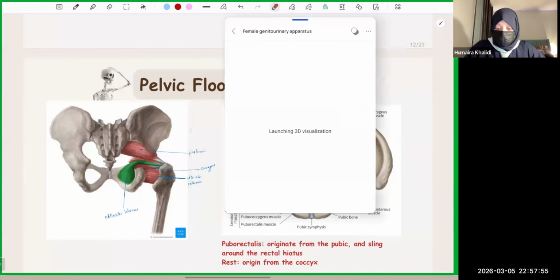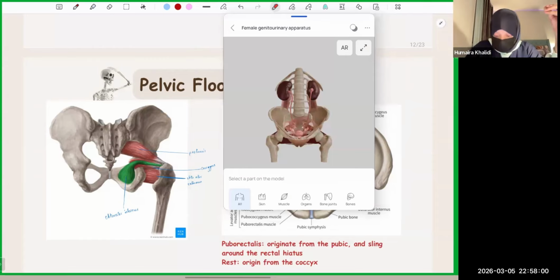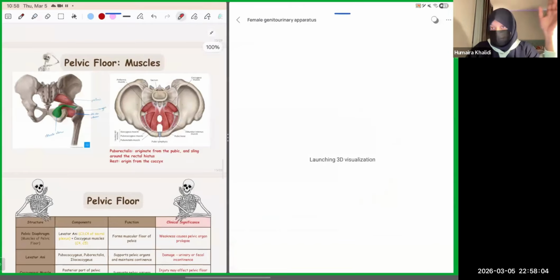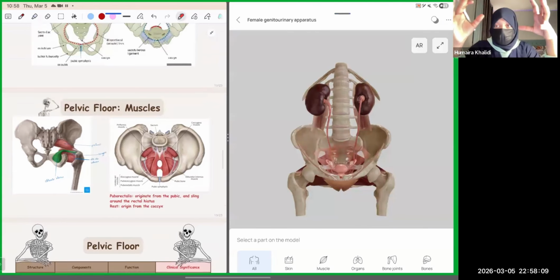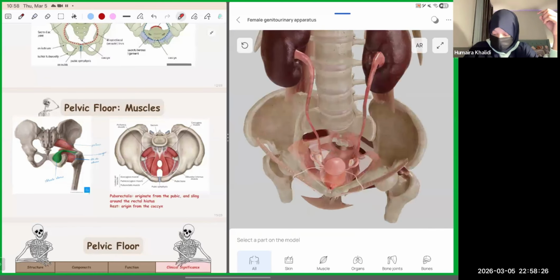You're going to see the male, the muscles. The muscles are very important, very high yield. You're always going to get tested on this every year. It's always there. Now, first of all, the muscles of the pelvic floor are collectively called, it starts with L. Yes, the levator ani. The pelvic diaphragm. Yes. Now, this is what the pelvic diaphragm consists of.